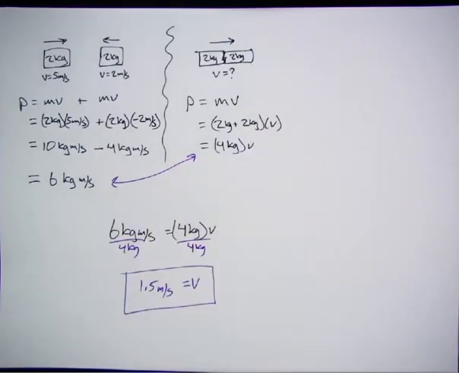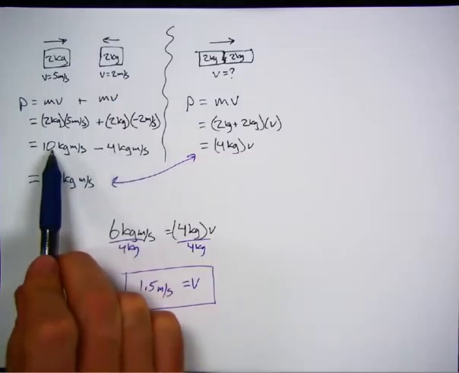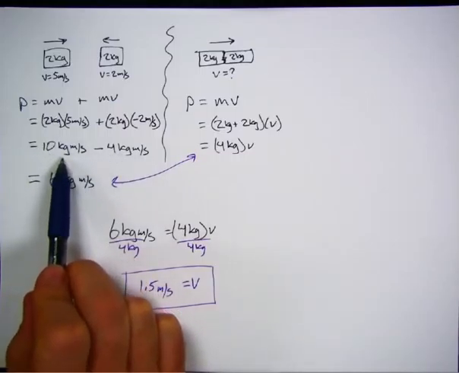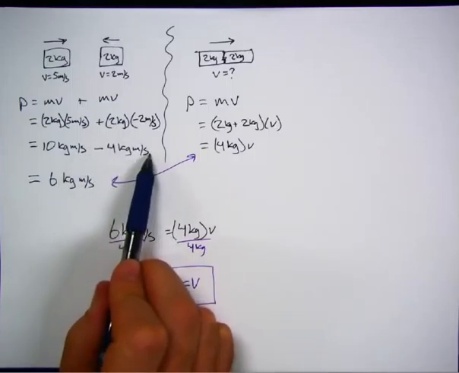We can try it in a second. The other thing that we notice is if we look here before the collision, we have 10 kilogram meters per second worth of momentum for the first car. We have negative 4 kilogram meters per second of momentum for the second car.